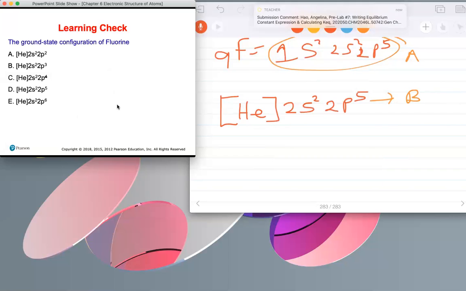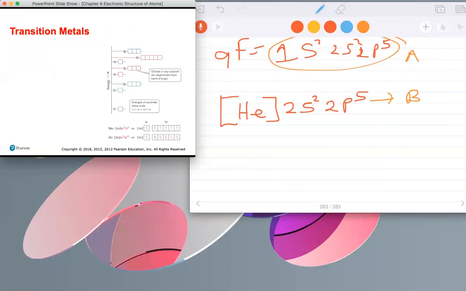Any question on the 3 methods of writing electron configuration? Any question?